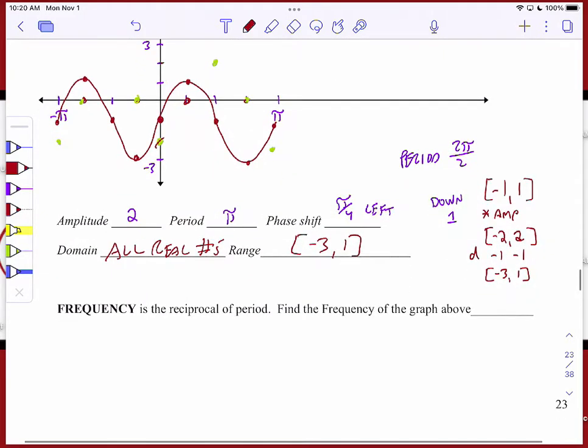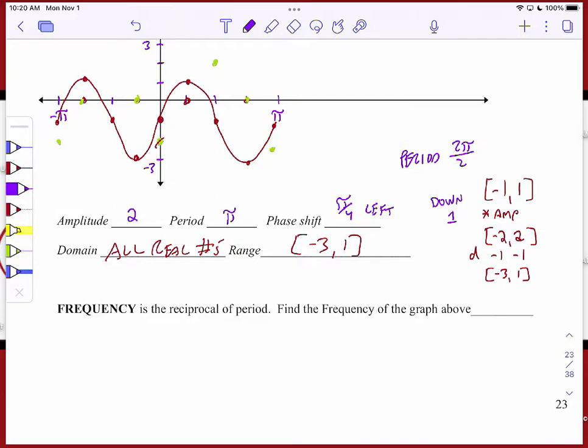Okay. So then I have the word frequency here. Use the word frequency a lot when you're talking about waves. It's just the reciprocal of period. When you're talking about period, you're saying how long it takes for a wave. You're saying every pi there's 1 wave. So it's the amount of time per wave. And then frequency is the amount of waves in a given amount of time.